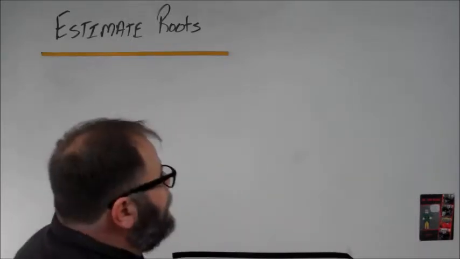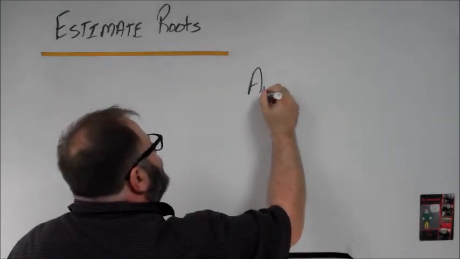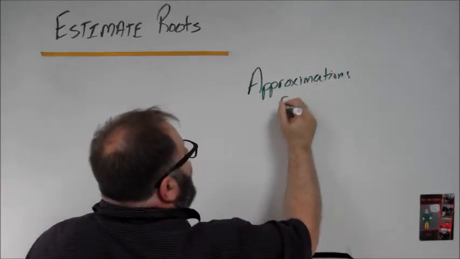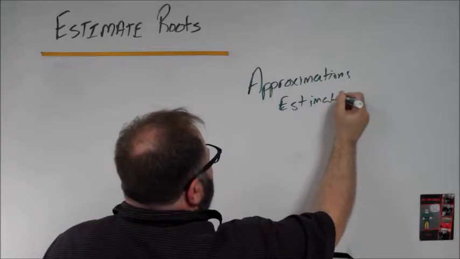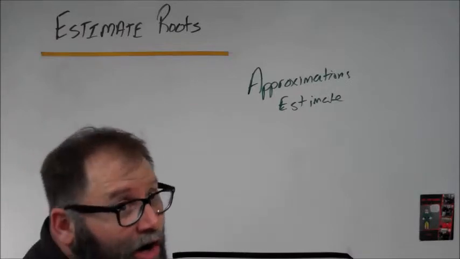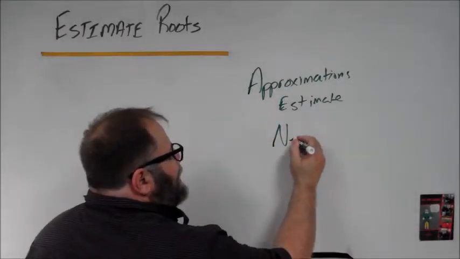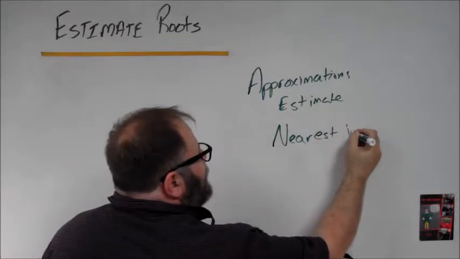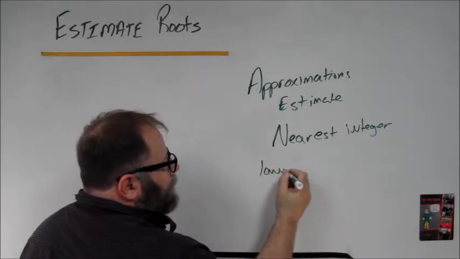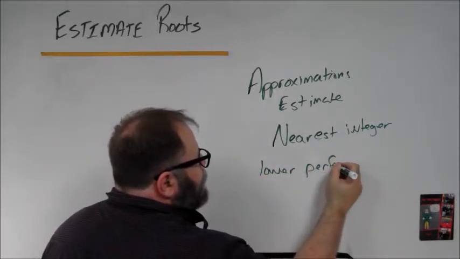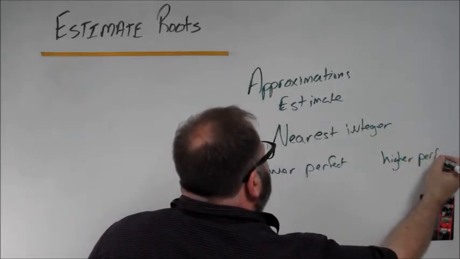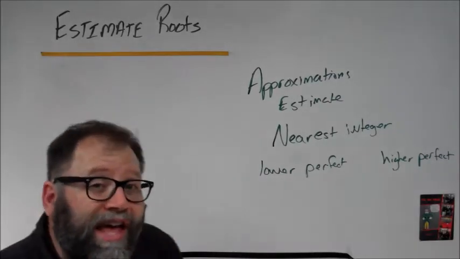Don't forget, when we're doing estimates, it is estimating roots, not approximating roots. We're estimating roots, so sorry. Don't forget, what we want is the nearest integer, and you're going to use the lower perfect square and higher perfect square to determine what that integer is.